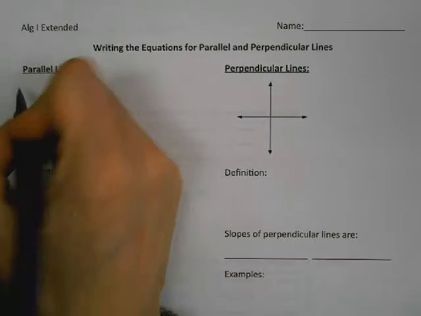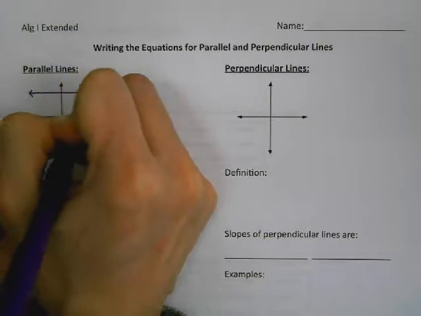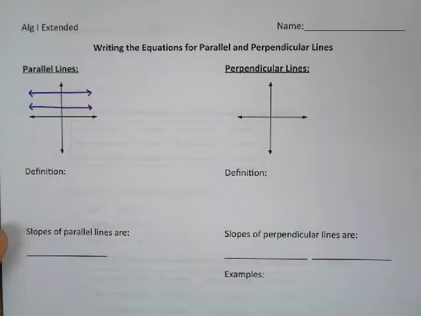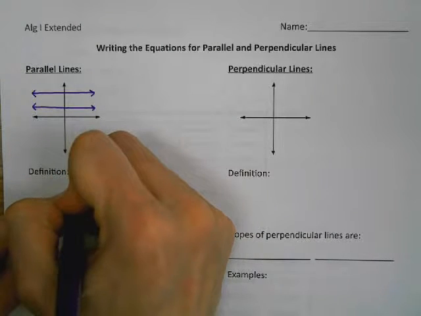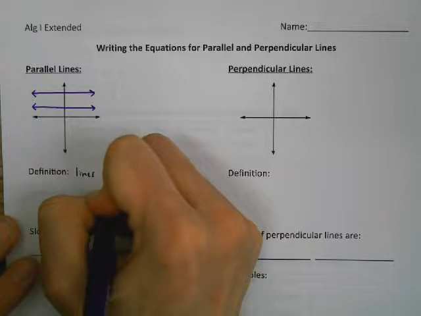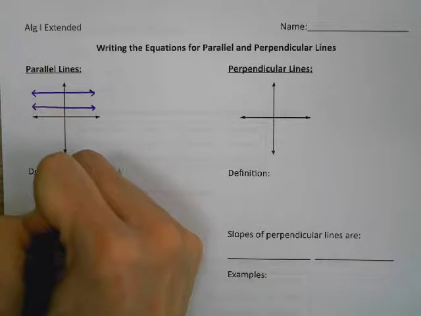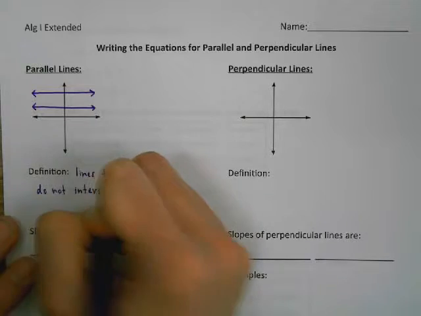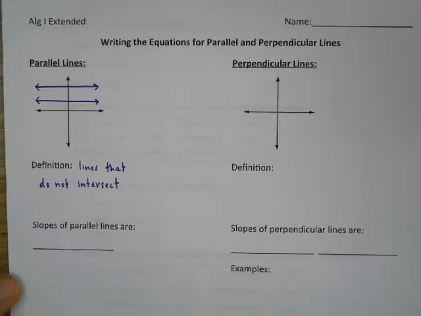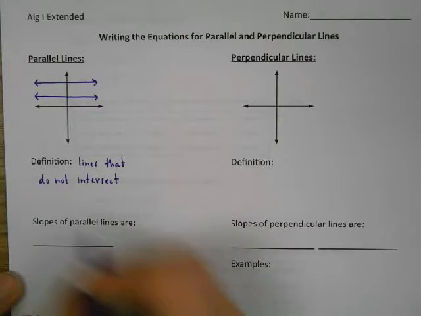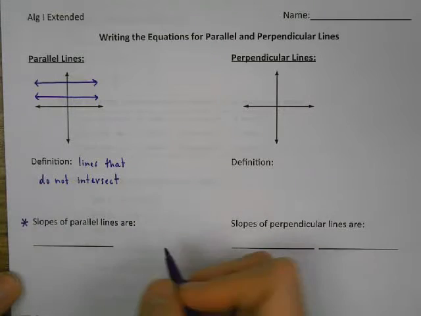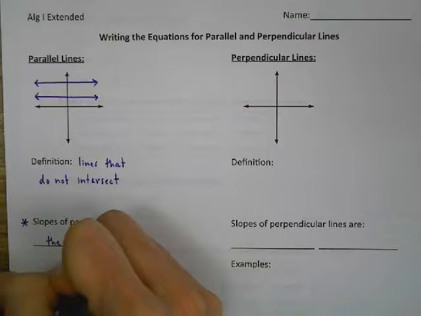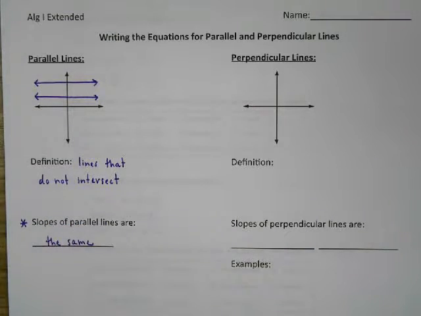Remember that parallel lines are lines that look like this. I'm just going to sketch an example. Okay, and so our definition of parallel lines are lines that do not intersect. So they could go on and on forever and ever, and they would never run into each other. The important piece to know here is that the slopes of parallel lines are always the same. So if I have two lines that are parallel, their slopes are the same.